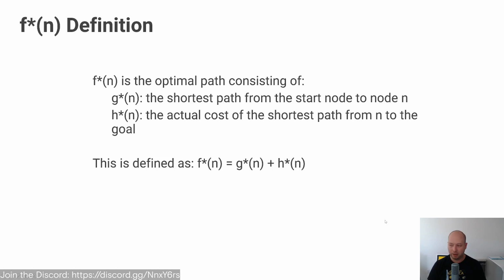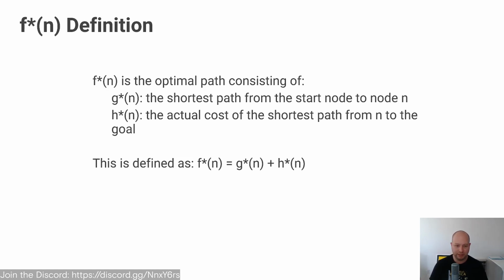And so f star, and this is actually pretty common in reinforcement learning too, the star, the asterisk, is sort of a designator of optimal. So the optimal path is the shortest path from the start node to the node n. So our target node is g star of n steps away optimally, right? And then the actual cost of the shortest path from n to the goal. So this h star of n should be the actual cost of that path.